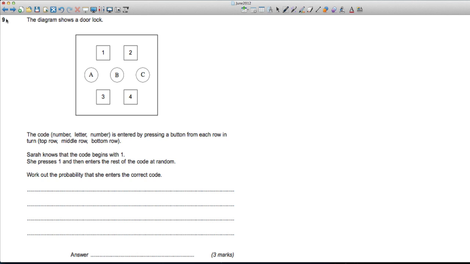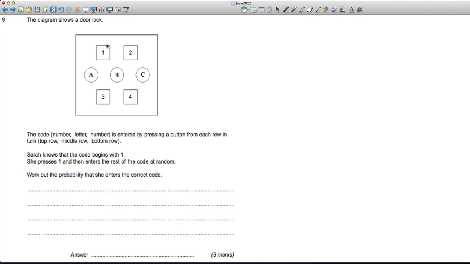Question 9. The diagram shows a door lock. Okay, the code, number, letter, number, is entered by pressing a button from each row in turn. The top row, then the middle row, then the bottom row. Sarah knows that the code begins with 1. She presses 1 and then enters the rest of the code at random. Work out the probability she enters the correct code.